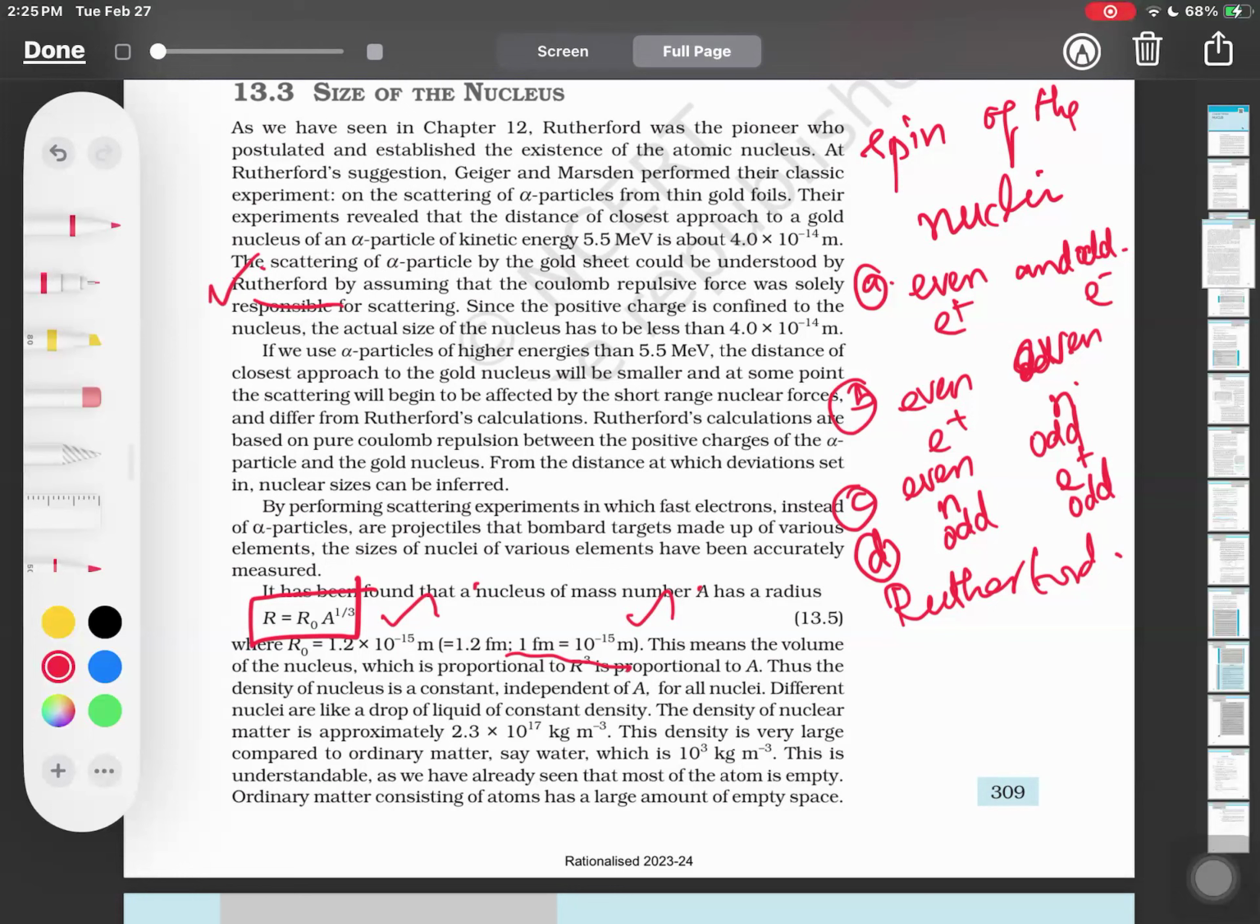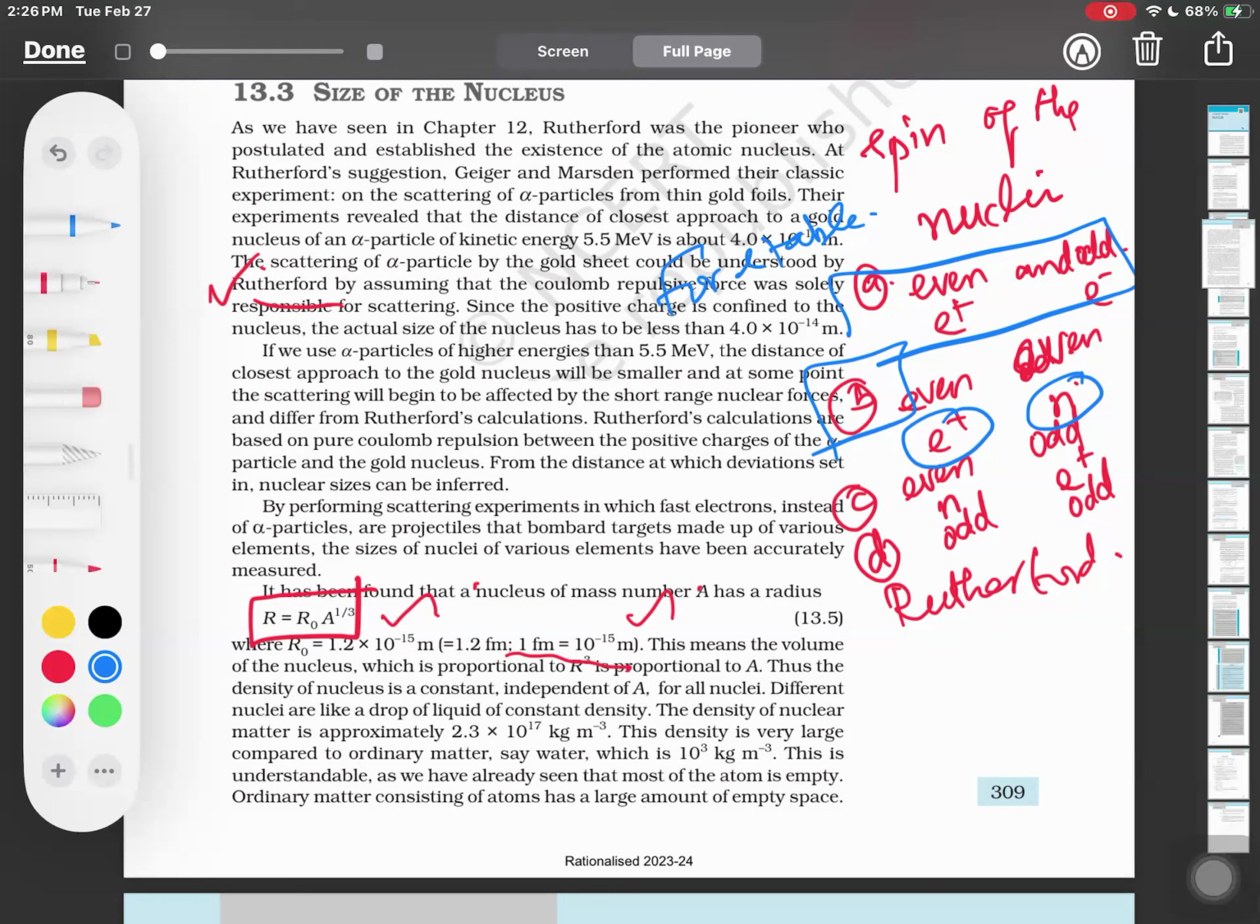See, first option is obviously wrong because electrons do not come into the nucleus. Okay, the question is for a stable nucleus, how the arrangement will be. So option B will be the correct option. So even number of protons and, sorry, neutrons. That should be even number of protons and neutrons. This type of atom is more stable, so this contains a more stable nucleus. So that means they are less radioactive.